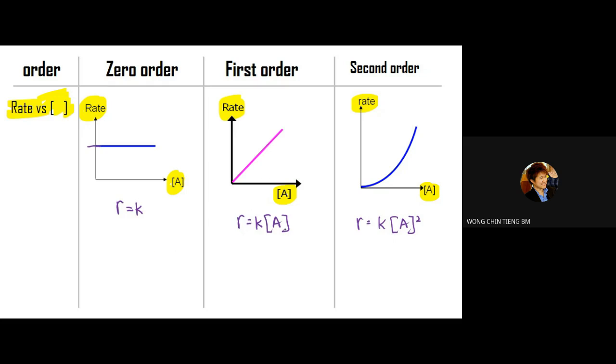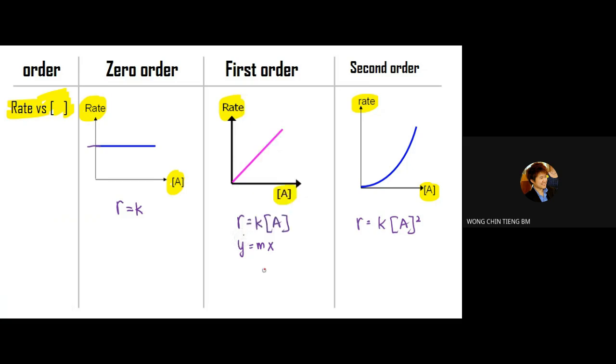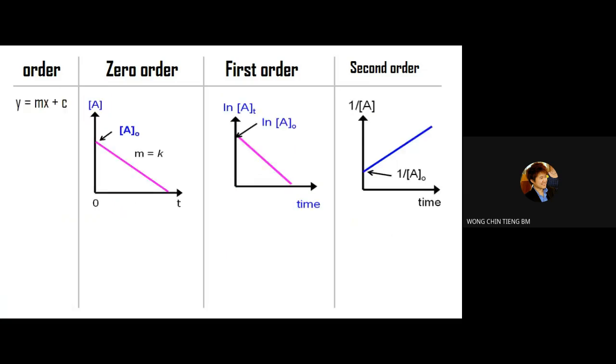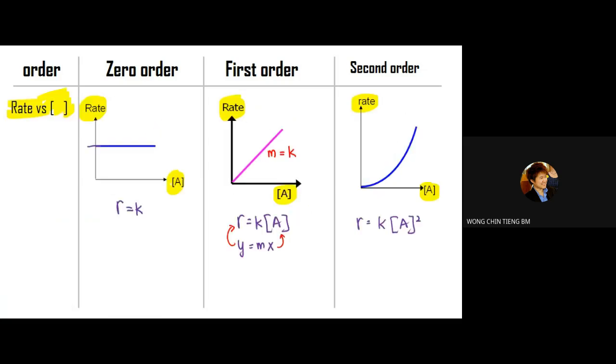First order, R equals to KA. Nampak tak? Y equals to MX. Do you realize that? Your Y is your rate. Your X is your concentration. Betul? So my question, what is your gradient? The M over here is actually your K. It's getting slow. Say that. And it's jump.